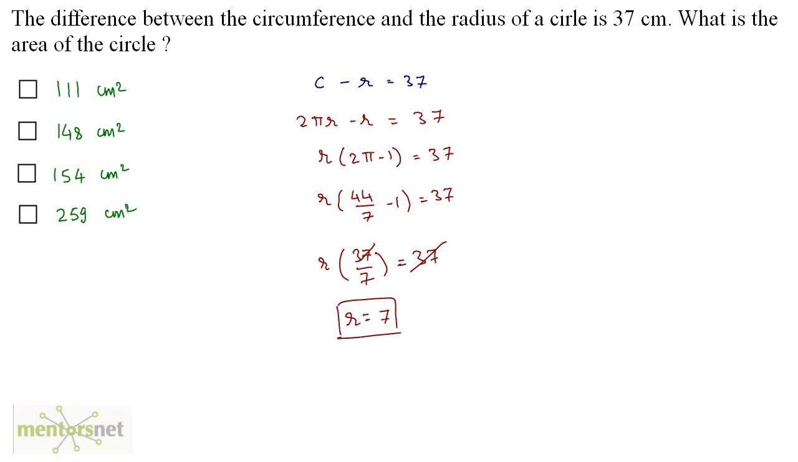Now we found out the radius. We have to find out the area. So area is equal to pi r square. That's 22 by 7 times 7 times 7. This gets cancelled out. We have 22 times 7, and that is equal to 154, and the unit is centimeter square. So option C is the correct answer.